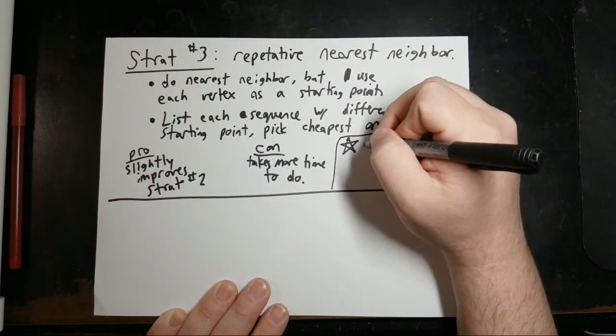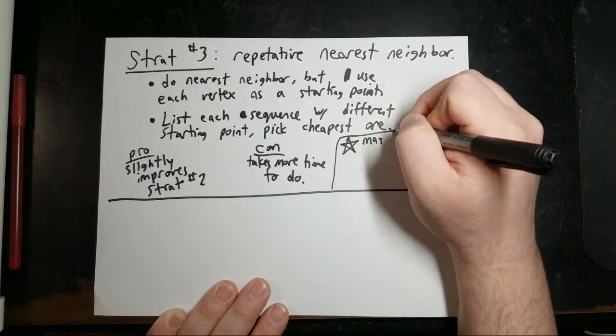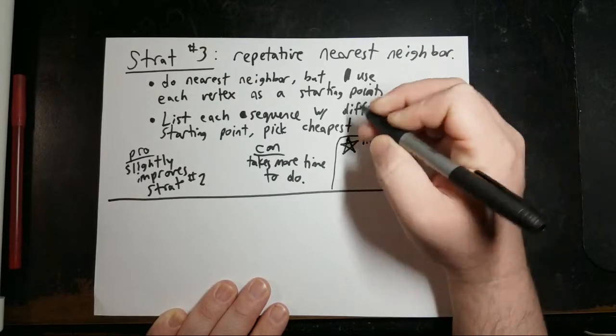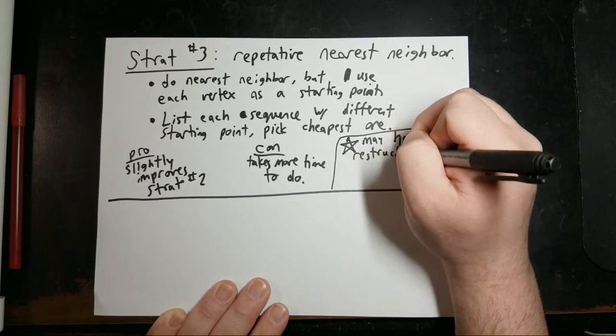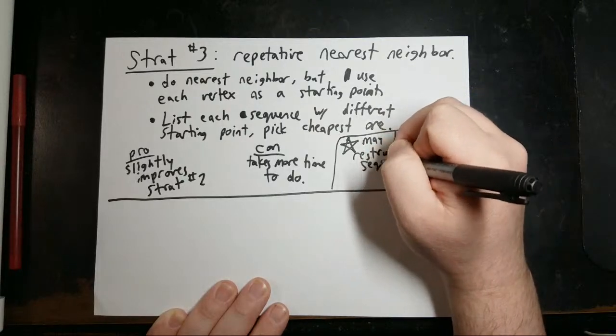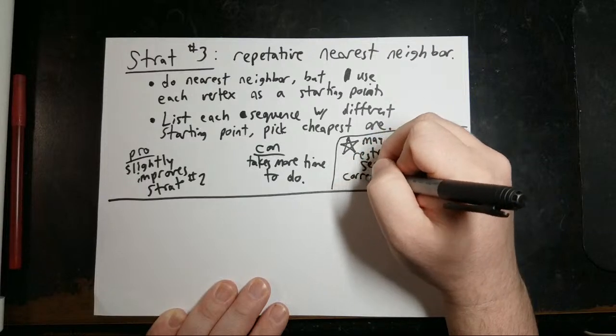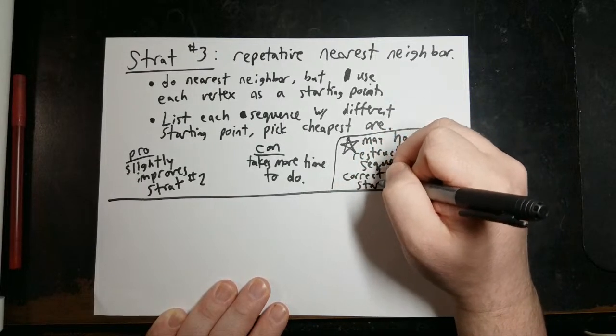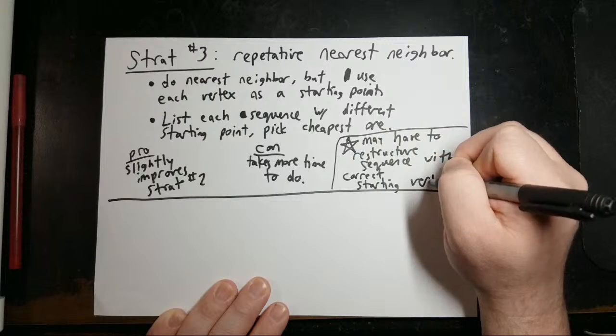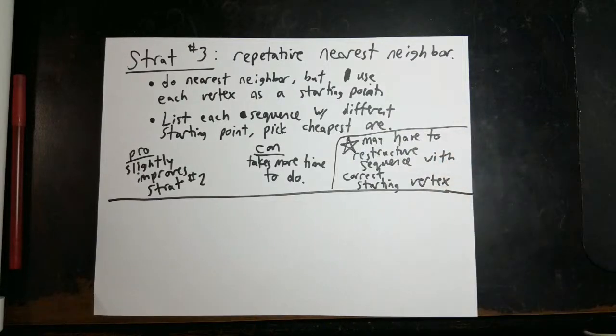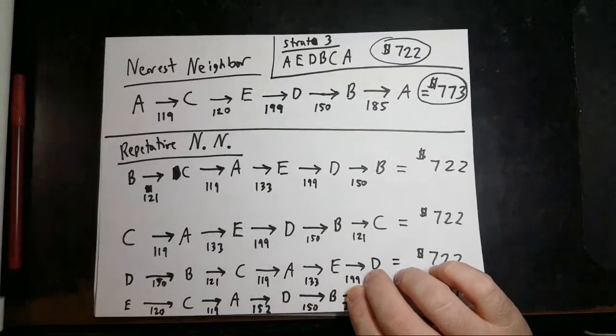This is important. You may have to restructure the sequence with the correct starting vertex. With repetitive nearest neighbor, you may have to restructure the whole thing with the proper starting vertex. Again, for example, this is what we did with nearest neighbor.